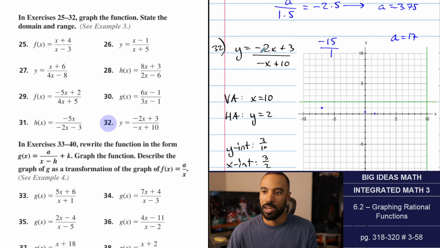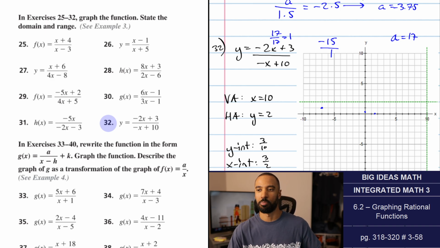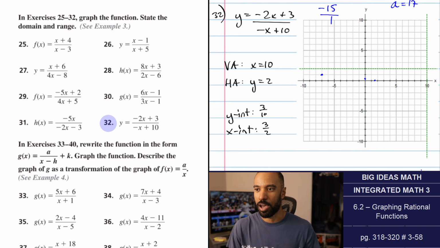Take a look. Negative 2 times negative 7 is 14, plus 3 is 17. Opposite of negative 7 is 7, plus 10 is 17. 17 over 17 is 1. There's that point. That kind of further proves my a value is 17. So, not much I can get from that otherwise, though.